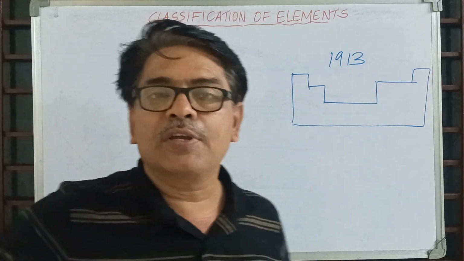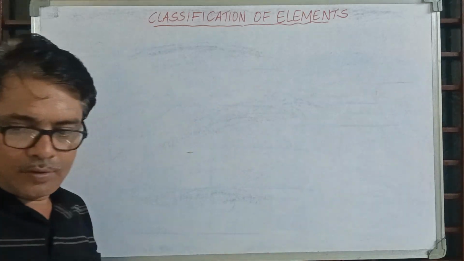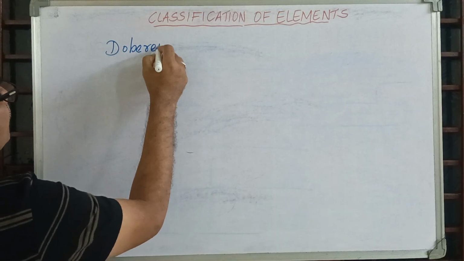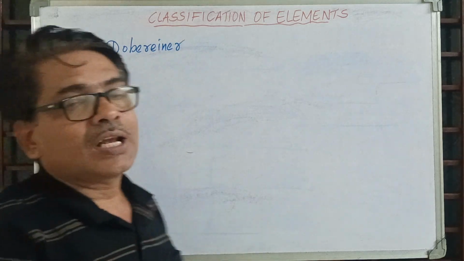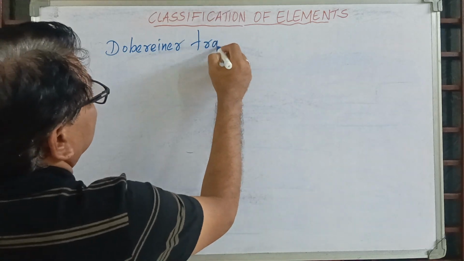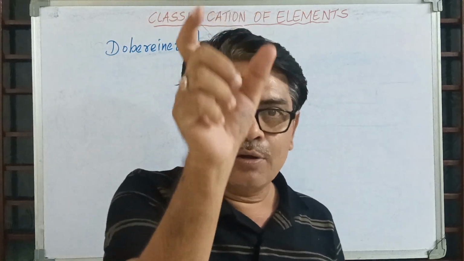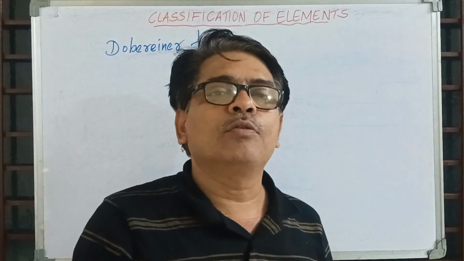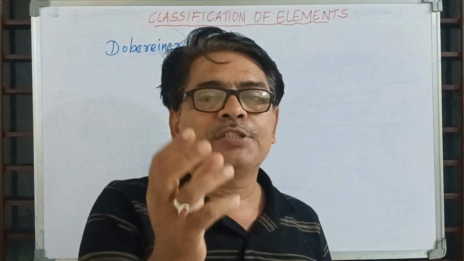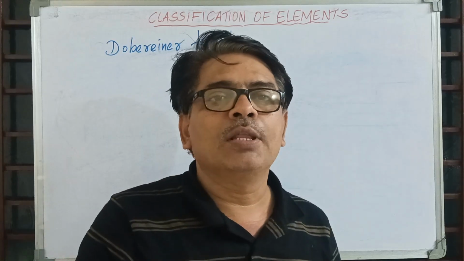In 1817, the first classification was done by Dobereiner, and his classification is called Dobereiner Triads. What do you mean by triads? Elements in a group, going down, have similar physical and chemical properties. Therefore, he picked up these types of elements and placed three in a row, and he called them triads.